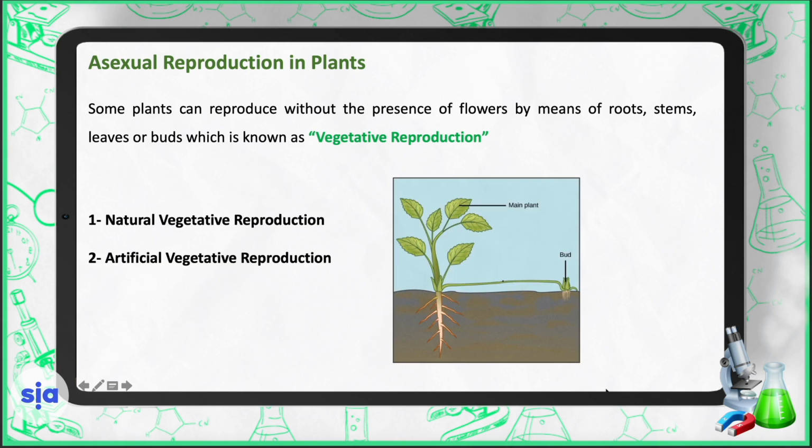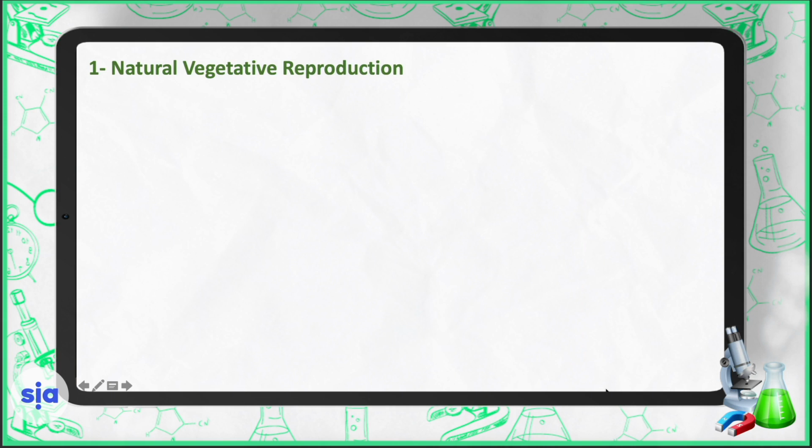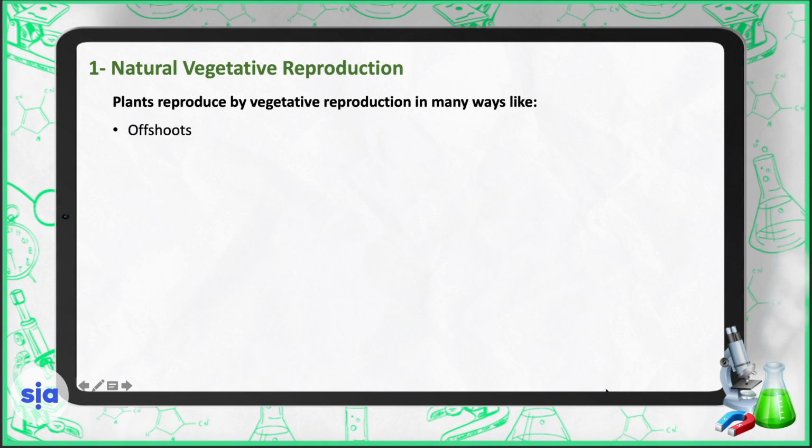We have two types of vegetative reproduction: natural vegetative reproduction and artificial vegetative reproduction. First, the natural vegetative reproduction. Plants reproduce by vegetative reproduction in many ways, like offshoots, corms, tubers, and bulbs. And we are going to study vegetative reproduction by tubers.